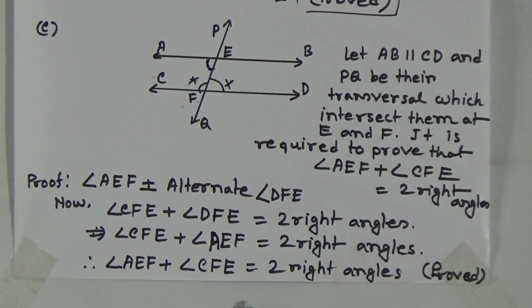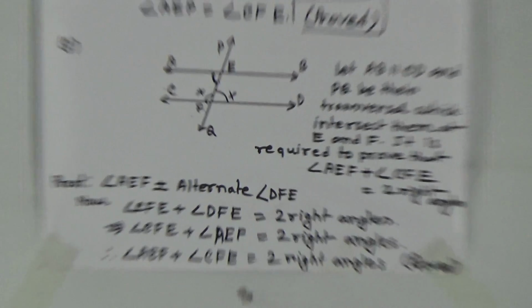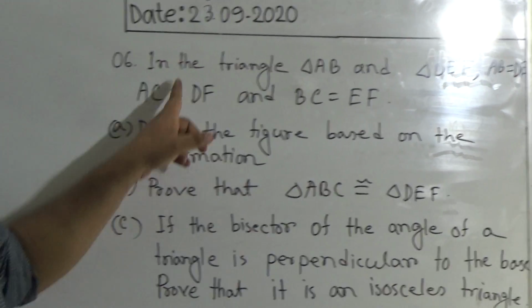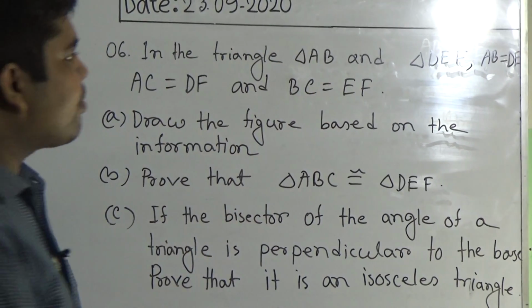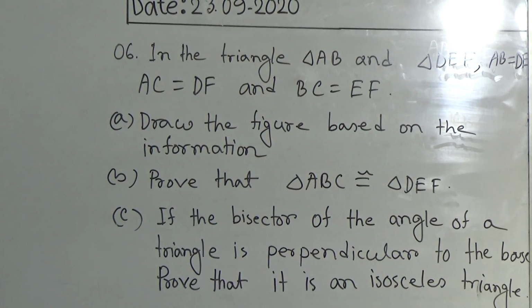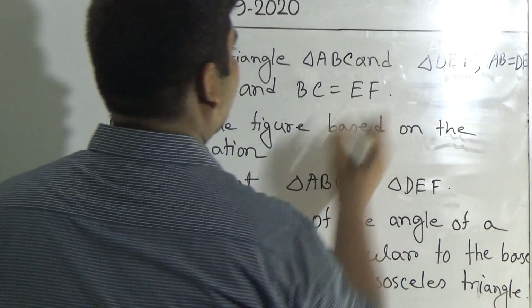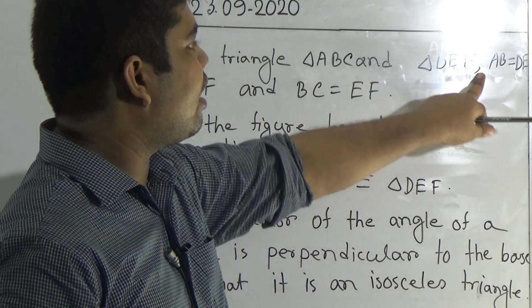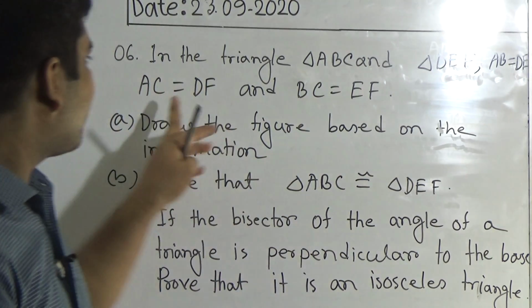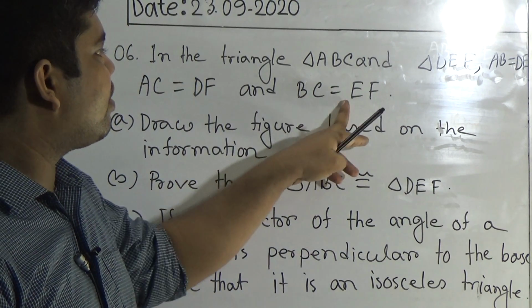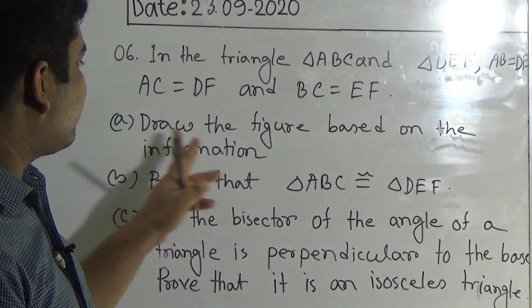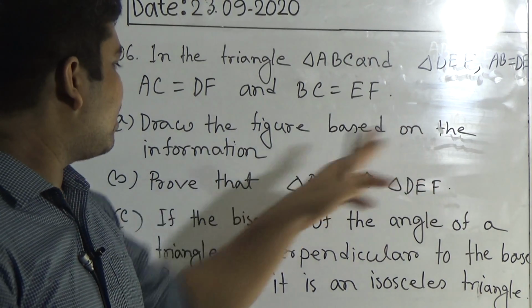Okay, my dear students, this question is so easy. You must read these questions 3 or 4 times, then it will be so much easier for you and you can easily answer this question. And question number 6 will be your SW. At first we read the question. In triangle ABC and triangle DEF, AB equal DE, AC equal DF and BC equal EF. Question A, draw the figure based on the information.